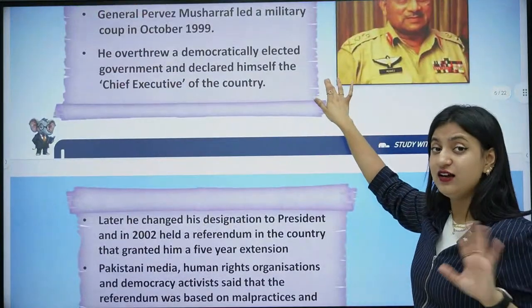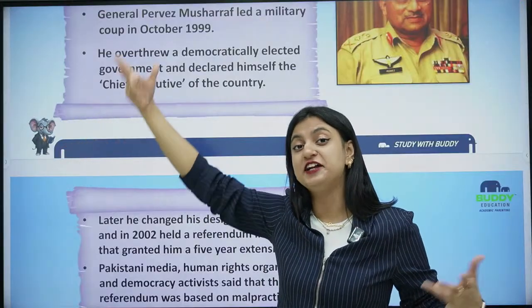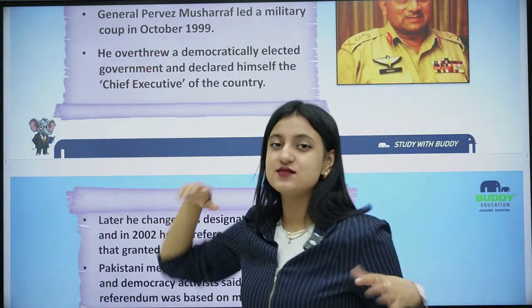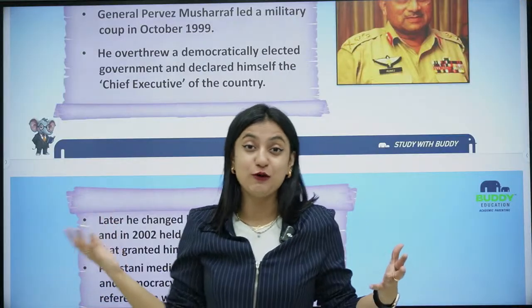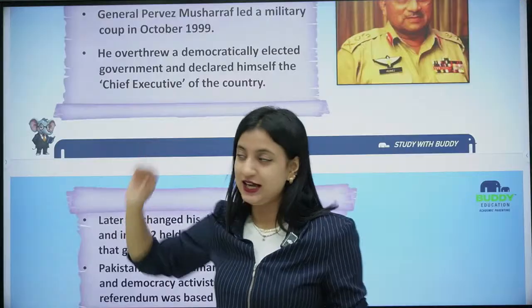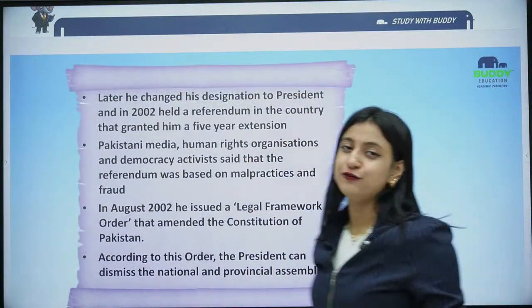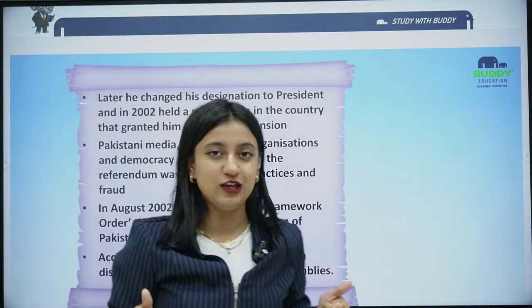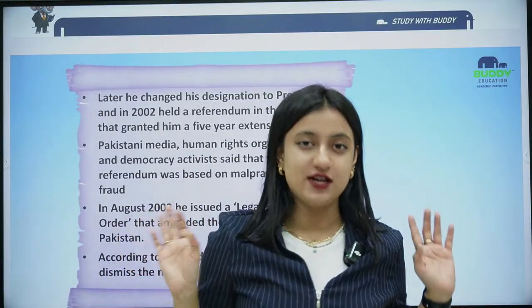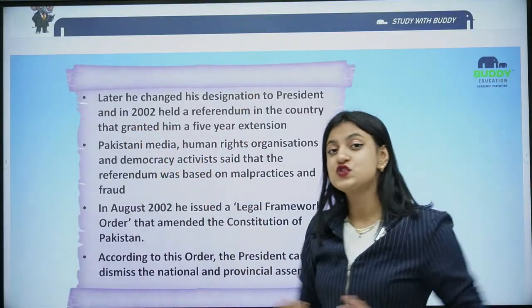Now here he doesn't stop, he officially calls himself chief executive of the country. So basically, there's a CEO of any big company, right? So he becomes the CEO of Pakistan, okay. Later he changed his designation, saying I am not feeling best calling myself CEO, so I'll call myself president now. So he later declares himself president in 2002. But he doesn't stop there.